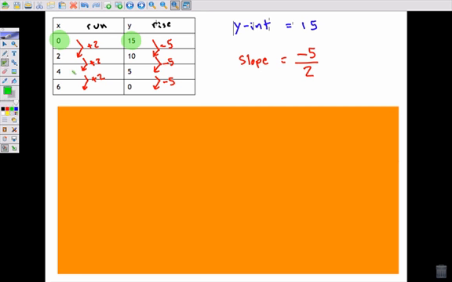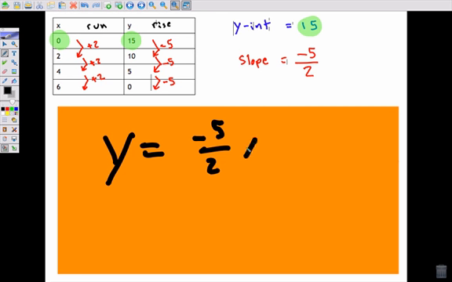And now that I know the y-intercept is 15, and the slope is -5 over 2, I can take those things and create my equation. y equals -5 over 2 x plus 15.